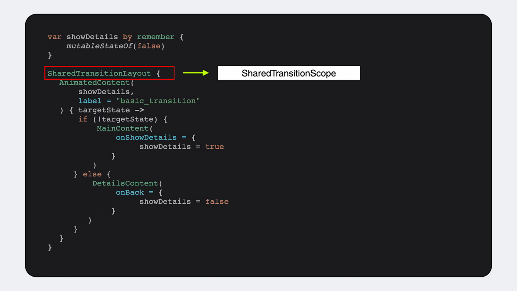This layout provides a shared transition scope, which is responsible for finding the matching elements, doing the lookahead calculations between the two states, and removing the elements from their current rendering position into a layer above the content so it can grow or shrink to its desired size.